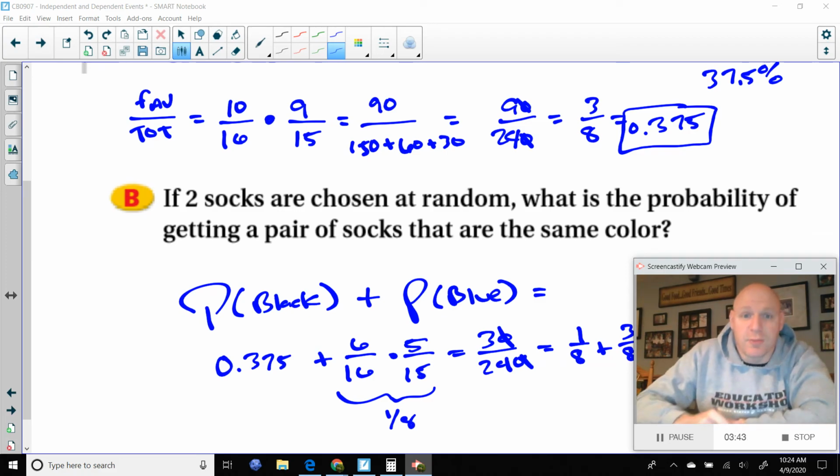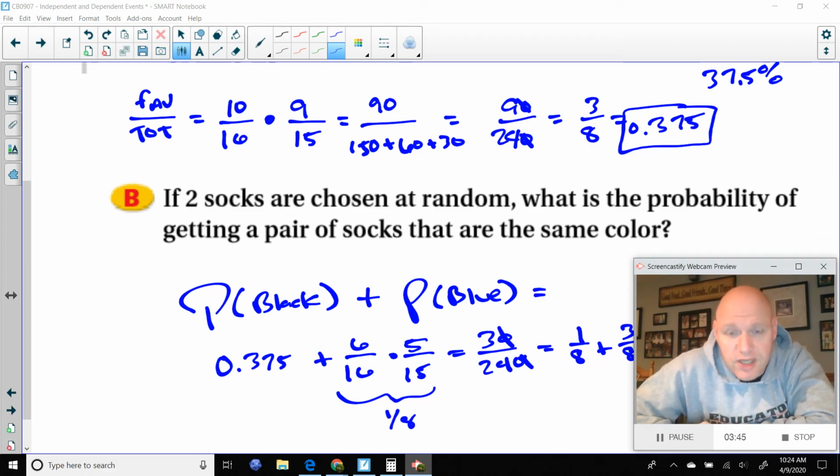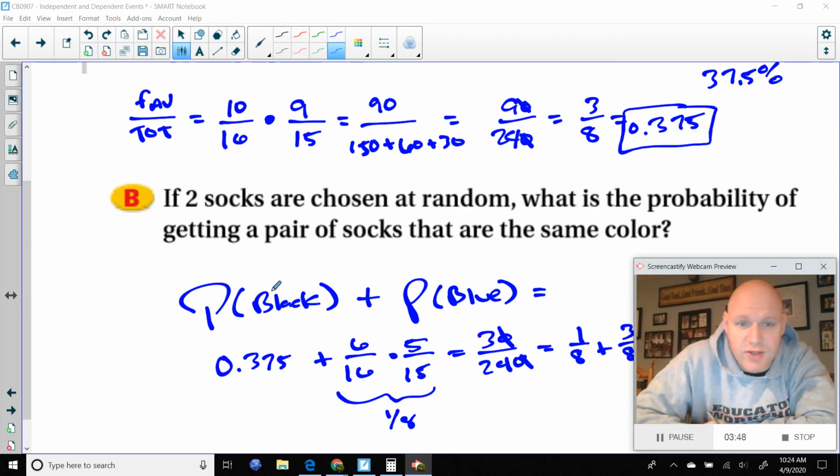So and means multiplication, or means addition. And in this case, we could get 2 black socks, or we could get 2 blue socks. Rock and roll in that regard.